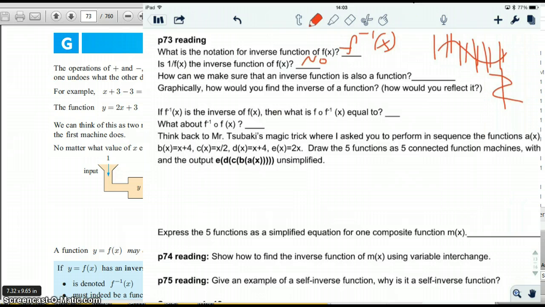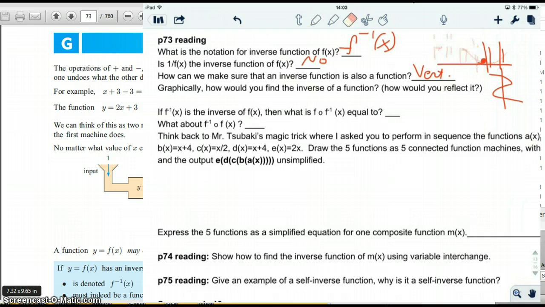The other way you could say it is, if it's a function, if I choose an x here, then there is only one y which the x maps to. So I choose an x here, yeah, there's only one y value, right? Okay. So that's how we do it with the vertical line test, for example. Graphically, how would you find the inverse of a function? How would you reflect it?